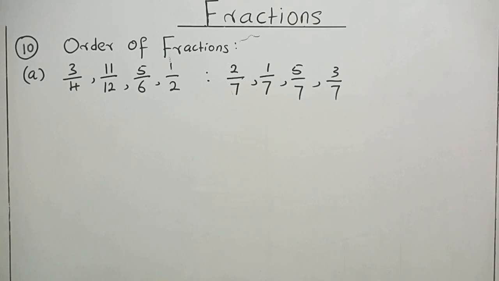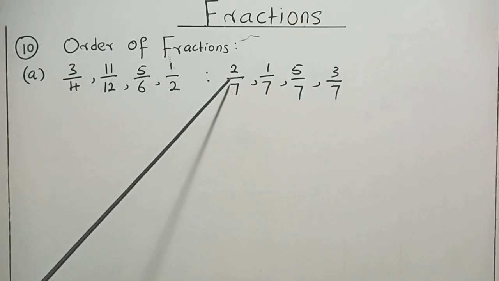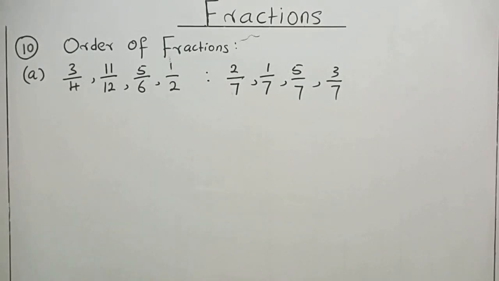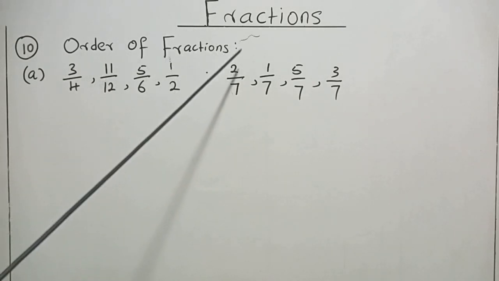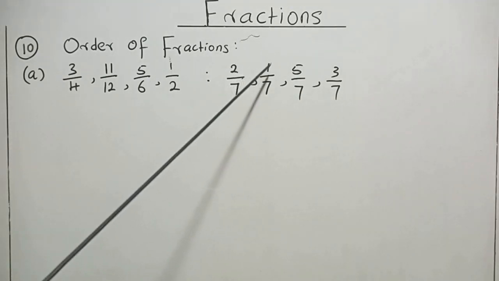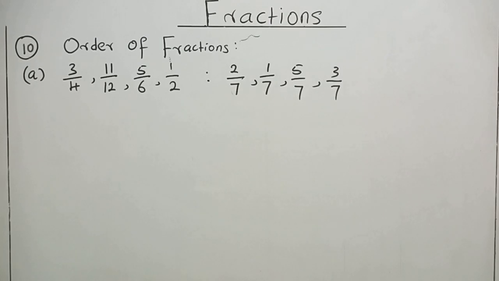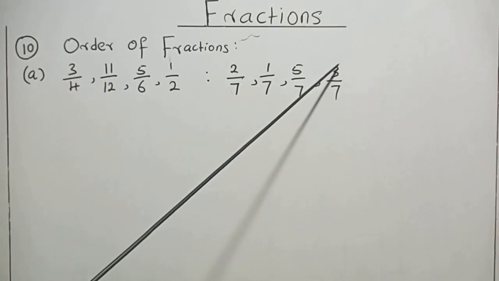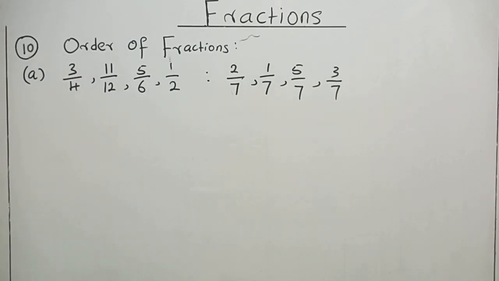Why? Let us interpret each of these fractions and afterwards decide why it is easier to arrange them than it is to arrange this first set. 2 over 7 means 2 picked out of 7. 1 over 7 means 1 picked out of 7. 5 over 7 means 5 picked out of the same 7. 3 over 7 means 3 picked out of the same 7.